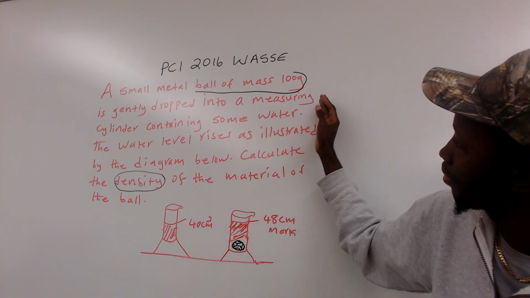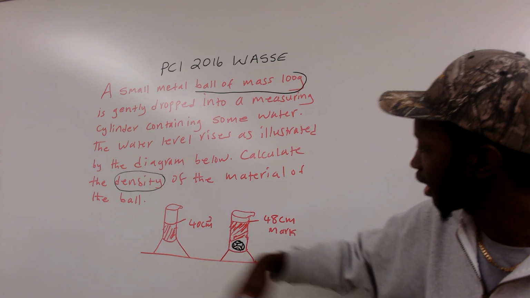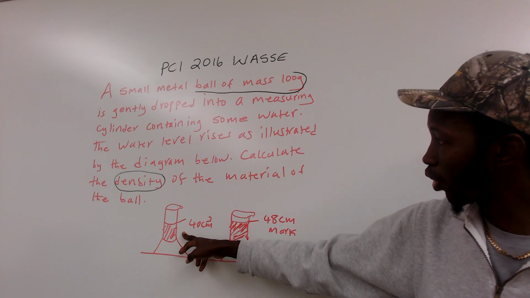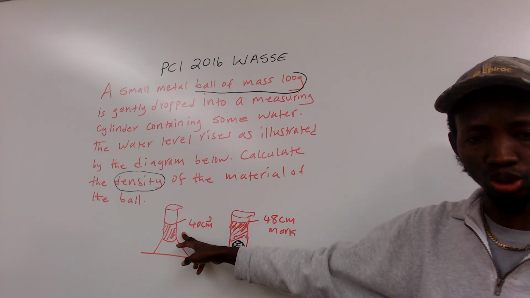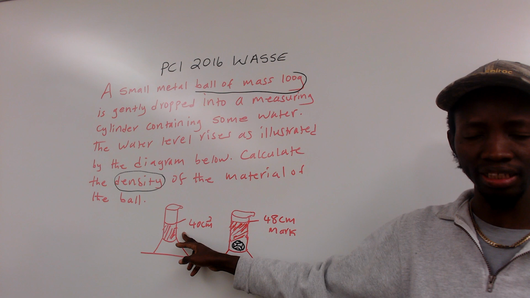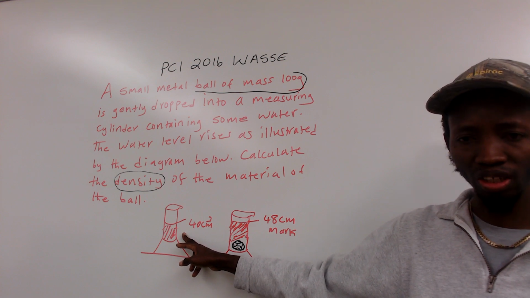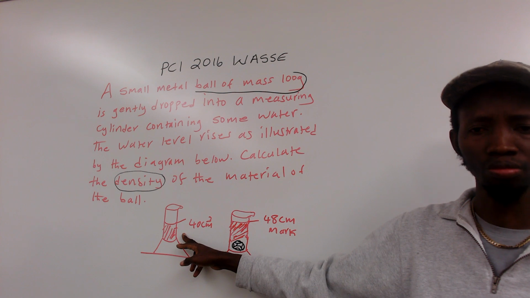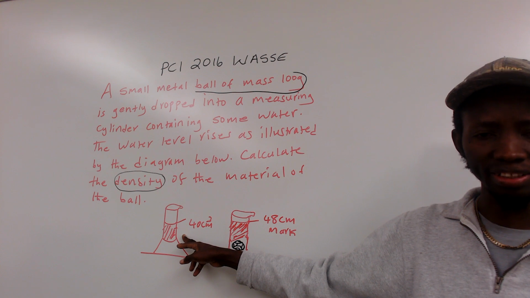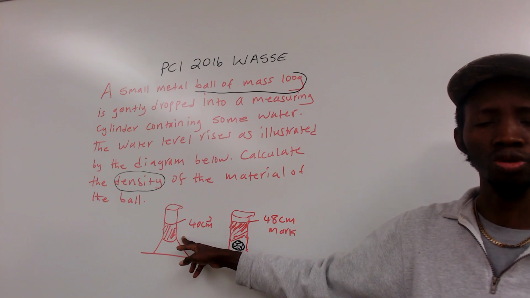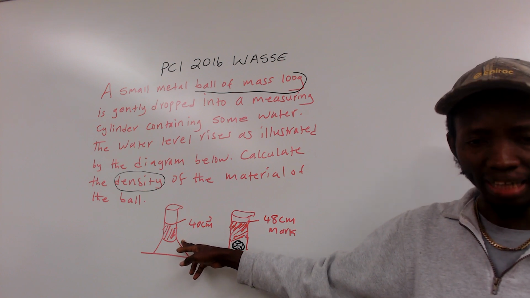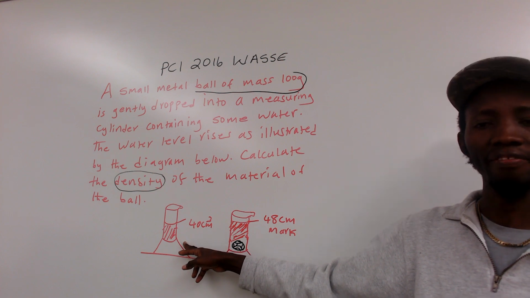We have cylinder one and cylinder two. Initially, the volume in the original cylinder is 40 centimeters cube. It is just like having a cup with some amount of water inside. Let's say the volume of water inside that cup is 20 centimeters cube. If you drop an object inside and the volume increases from 20 to 25, what's the volume of the object you put inside that cup?